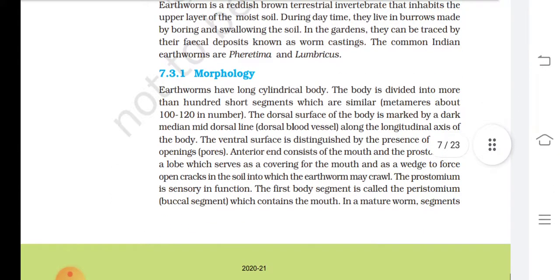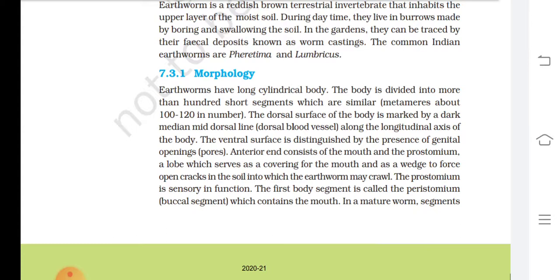7.3.1 Morphology. Earthworms have a long cylindrical body. The body is divided into more than 100 short segments which are similar metameres, about 100 to 120 in number. The dorsal surface of the body is marked by a dark median mid-dorsal line, the dorsal blood vessel, along the longitudinal axis of the body. The ventral surface is distinguished by the presence of genital openings or pores.